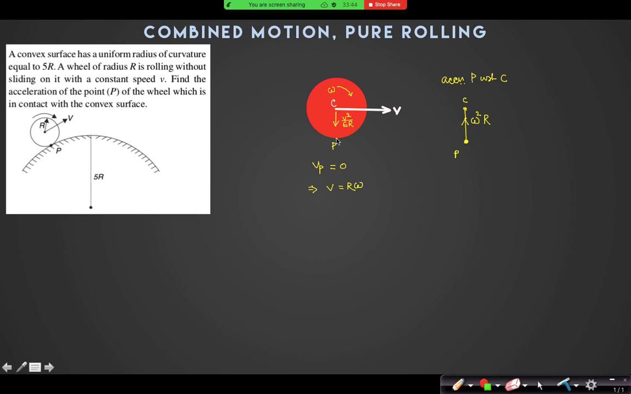Velocity of point P is 0. That is why we write V equal to r omega. With respect to C, the velocity is r omega. Basic concept. Yes. So V equal to r omega. And I can say this omega square r is V square by r then. Yes, sir.